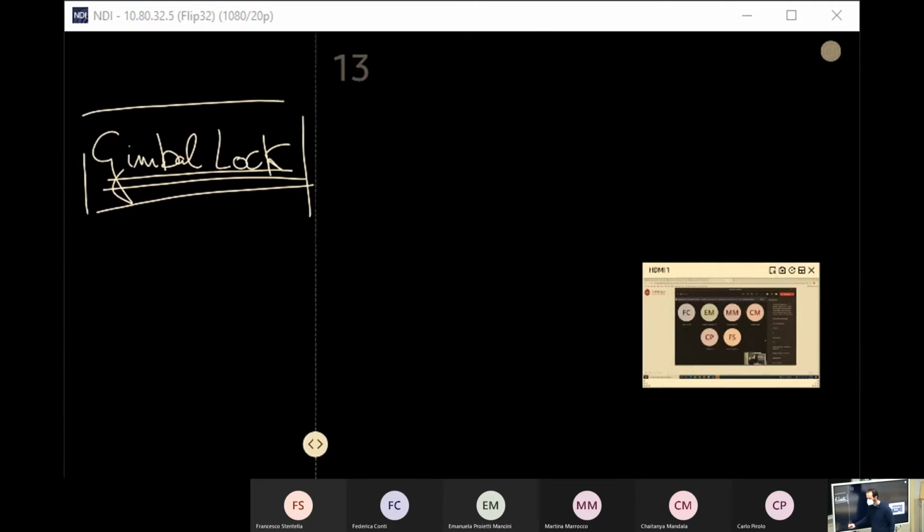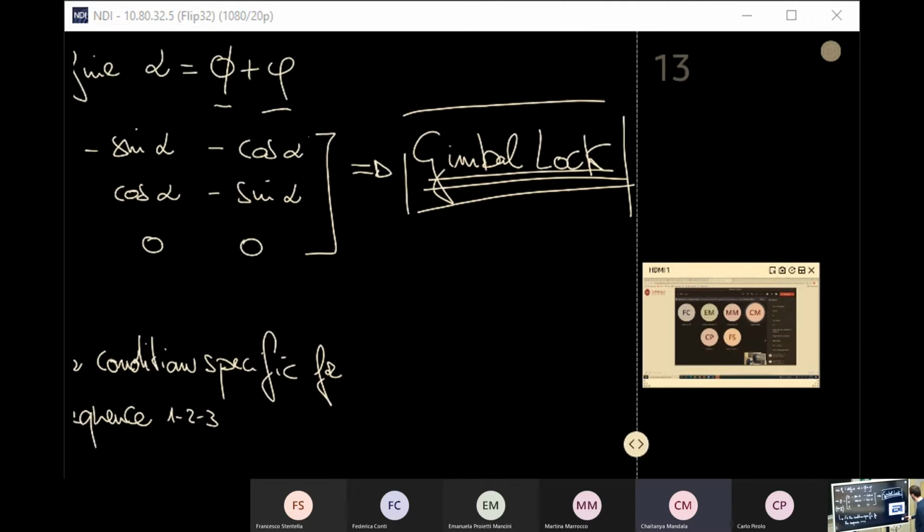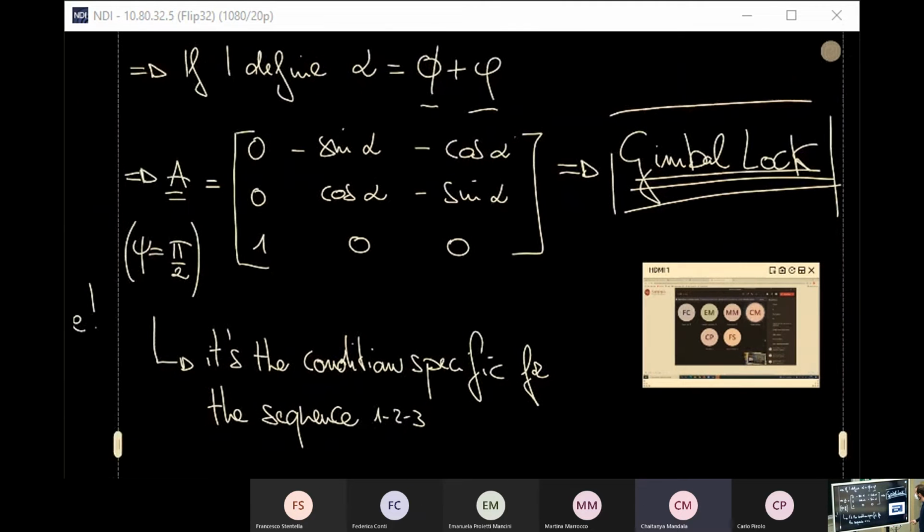Professor, a quick question. Yes. What would be the procedure to recover from gimbal lock? What could be a procedure to recover from a gimbal lock? We will see it now. You have to do it manually.